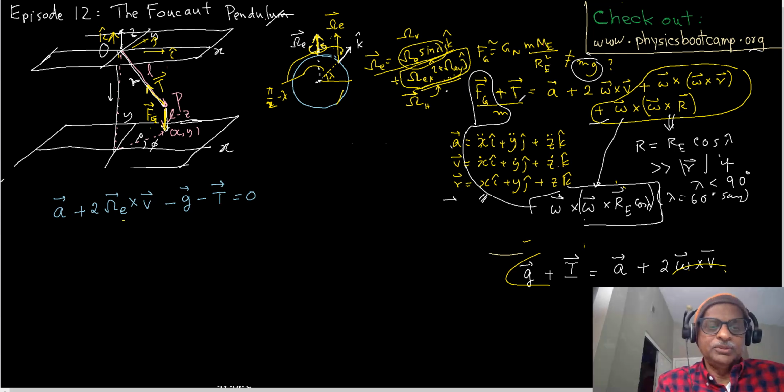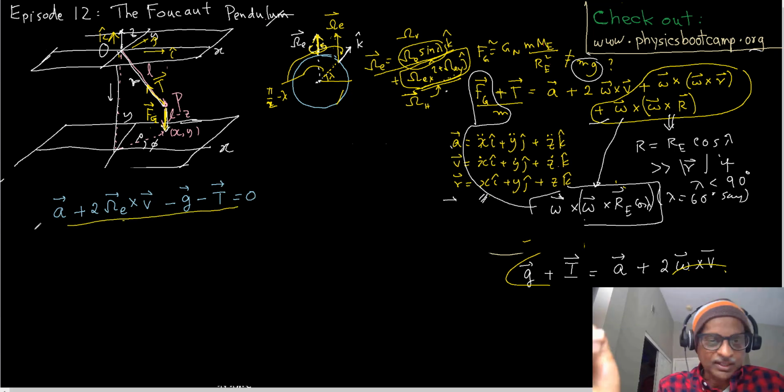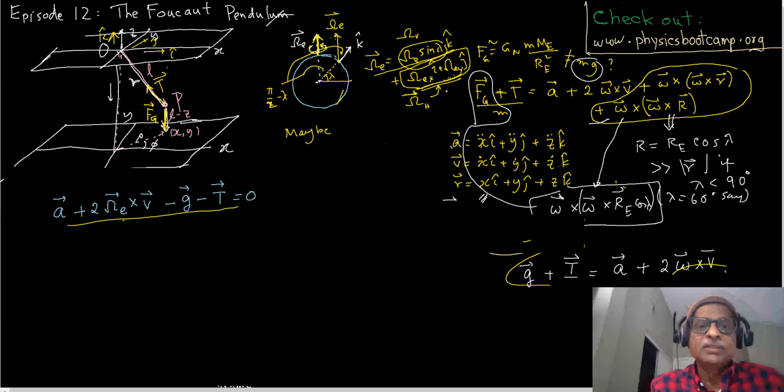If this is the equation of motion, let's resolve into x, y, and z components. Maybe you can do it blindly, but some simplification will help. One prior simplification is that in a pendulum, the motion in the horizontal distance is way greater than the vertical distances for the same amount of time.